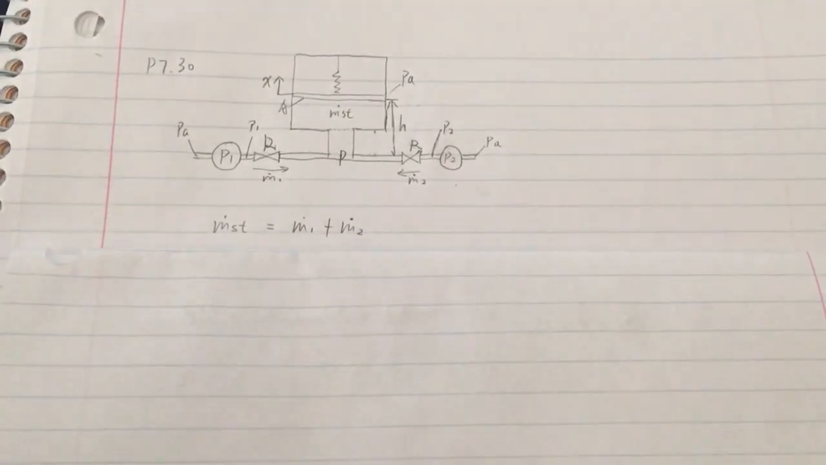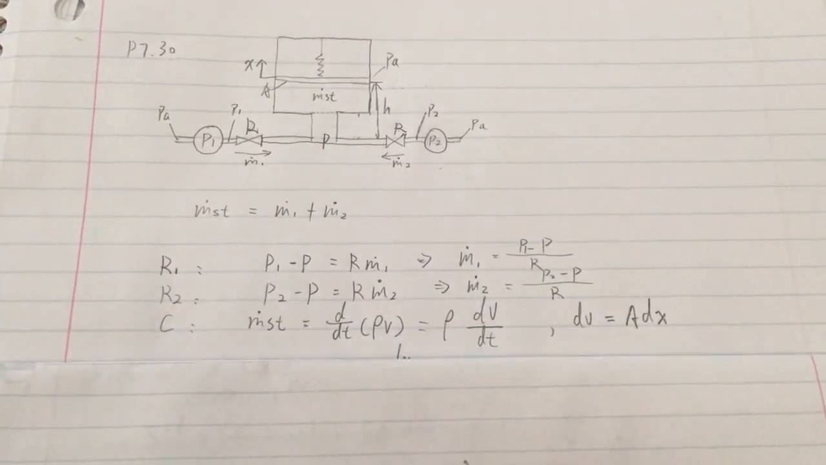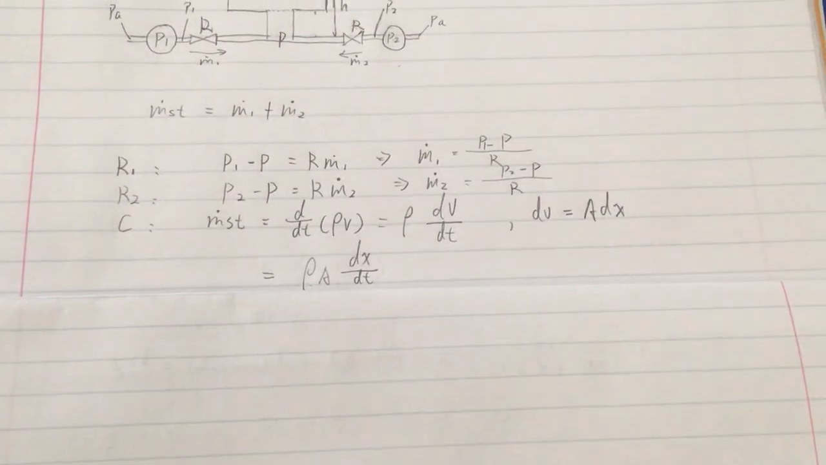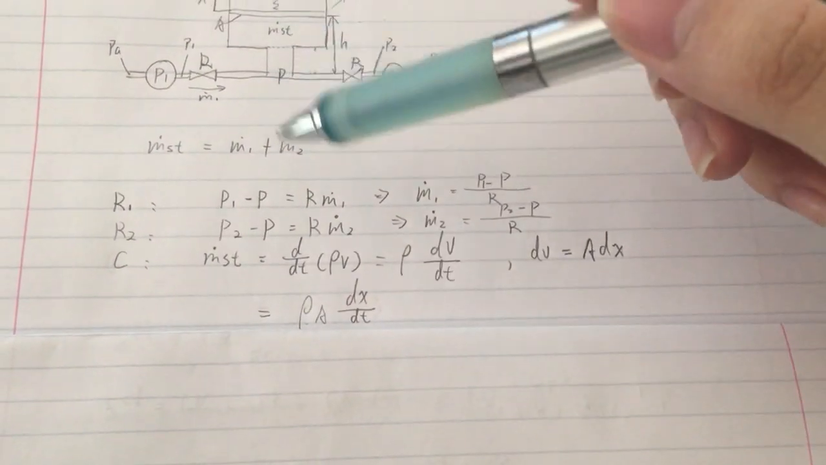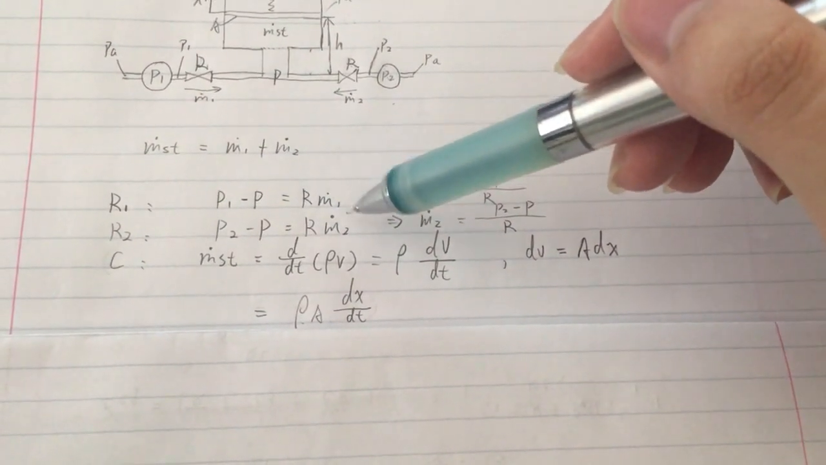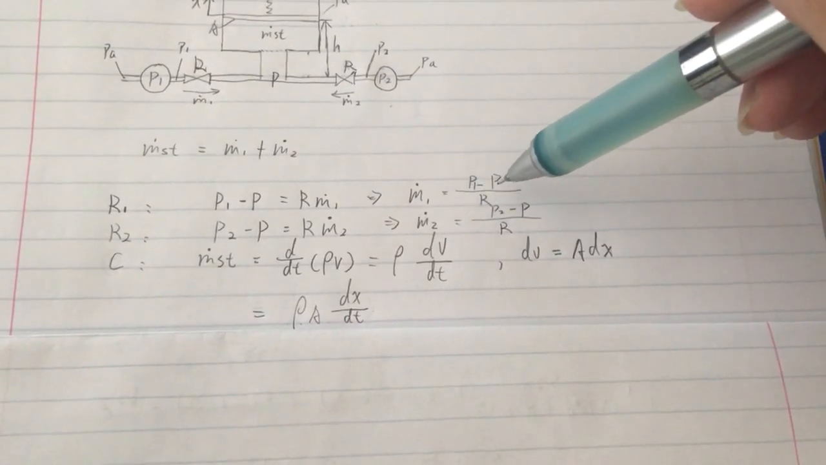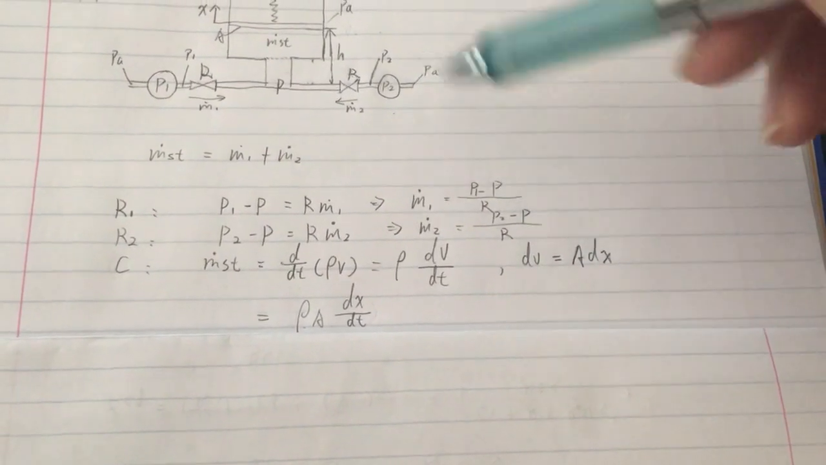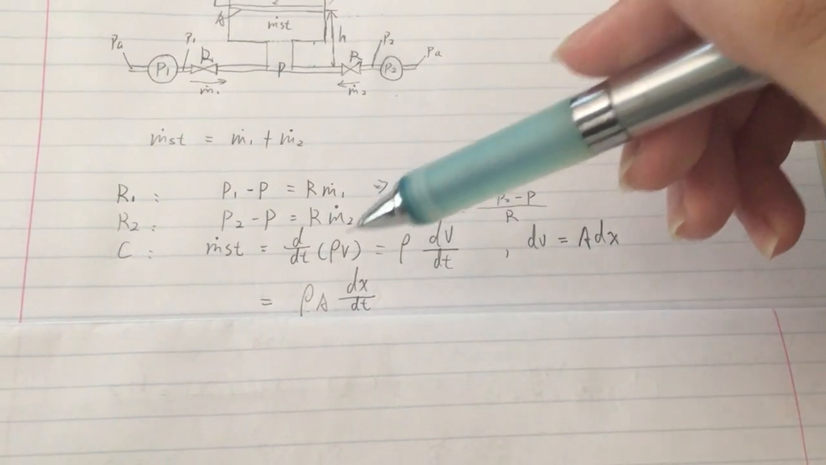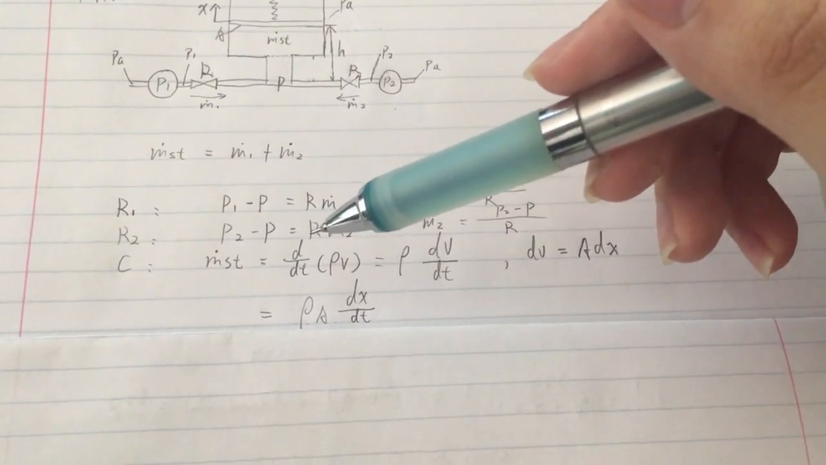Then we need to write the equations about three components in this system. There are two resistors and one capacitance. For the resistor 1, on the left, we can get P1 minus P equals R times M1 dot, and we get M1 dot equals P1 minus P over R. For the R2, we can get a similar equation, and then we analyze C.